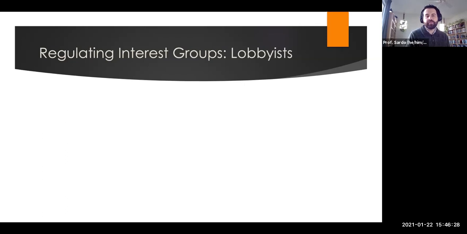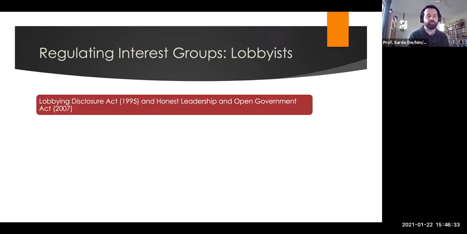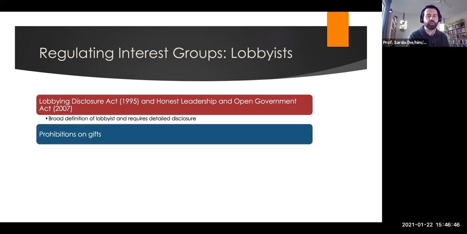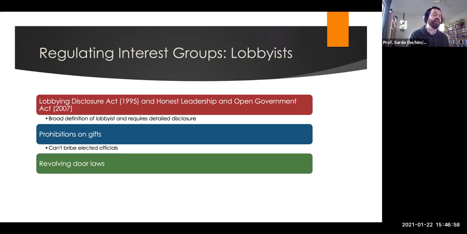Now, when we're talking about lobbyists themselves, not just interest groups donating to political campaigns, there's also other sets of regulations. As we've already talked about, lobbyists have to be registered and disclosed. And in 2007, the Honest Leadership and Open Government Act required more detailed disclosure of the activities all the lobbyists are engaging in. There are also prohibitions on directly giving gifts to elected officials. You cannot bribe an elected official. You can't just say, if you do this, I will give you this house in the Hamptons or something like that. There are also revolving door laws.